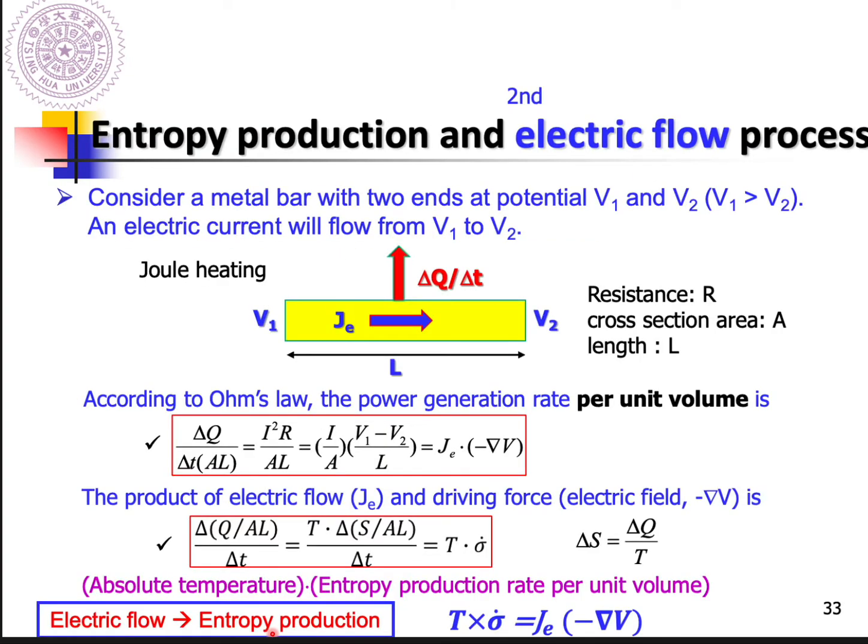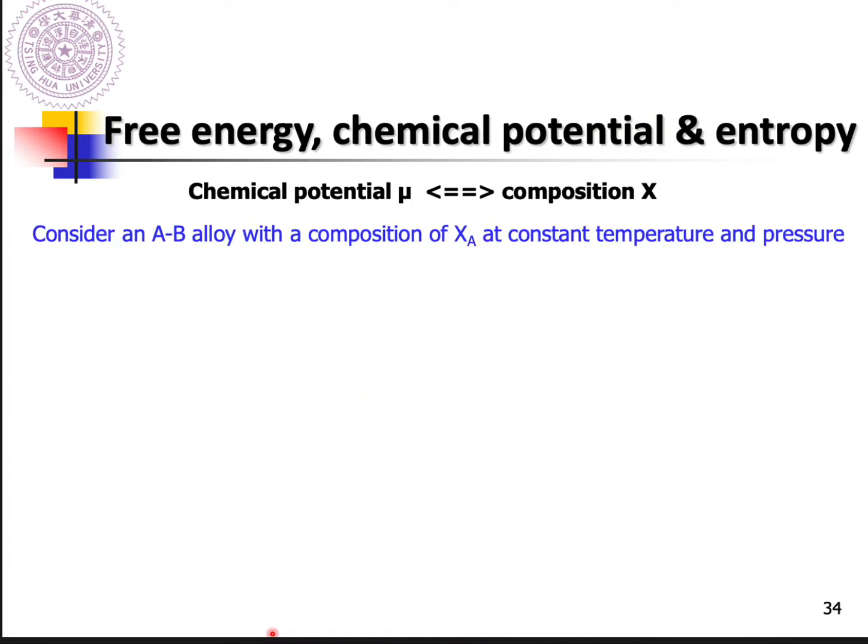Okay, so next, the third example will be diffusion in solid materials. So it will be the concentration gradient or chemical potential gradient that causes the atomic flux, right? It causes the mass transport. But before we move to our questions, you need to have some background knowledge about the relationship between the chemical potential mu and the composition x.